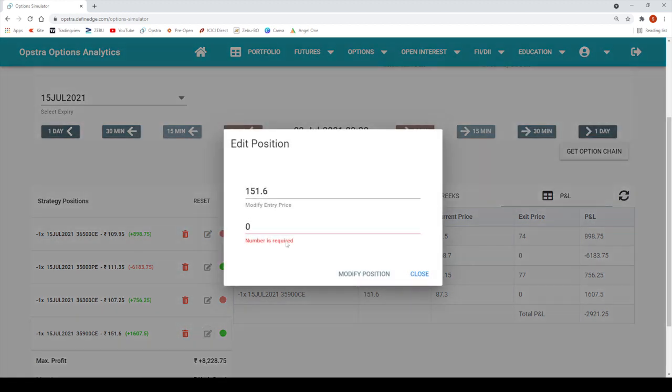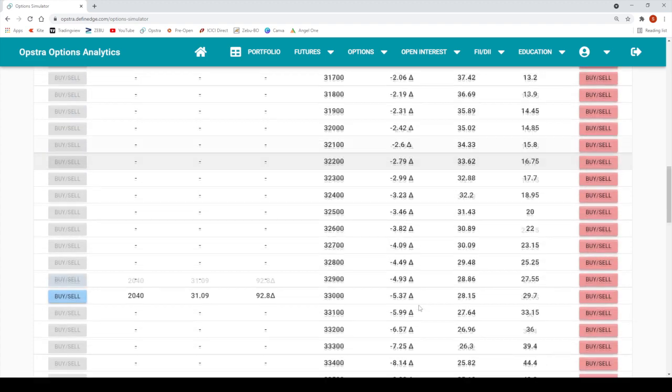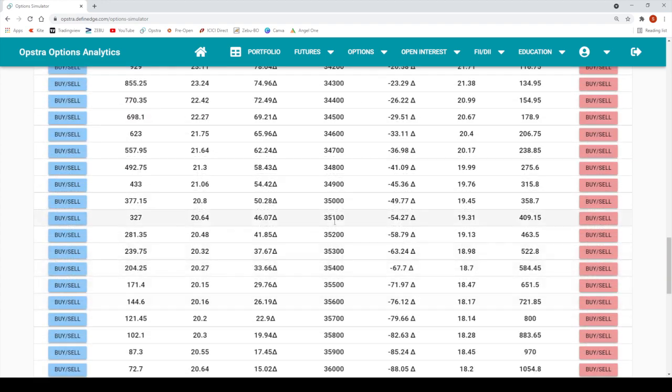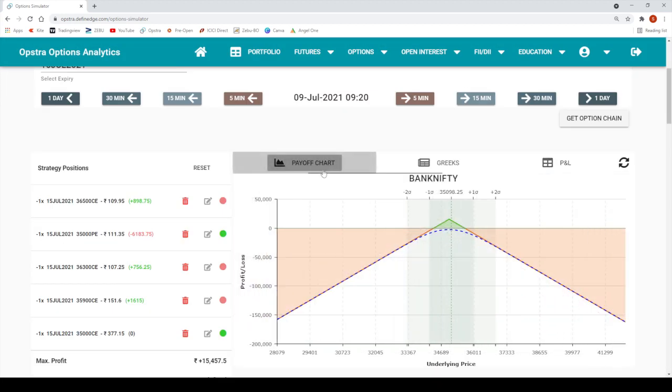Okay, so I am going to close the call option trading around 87 and get the option chain. So we will see where is 35,000 and I am going to sell one lot. Now we will see the payoff. So it becomes straddle now.